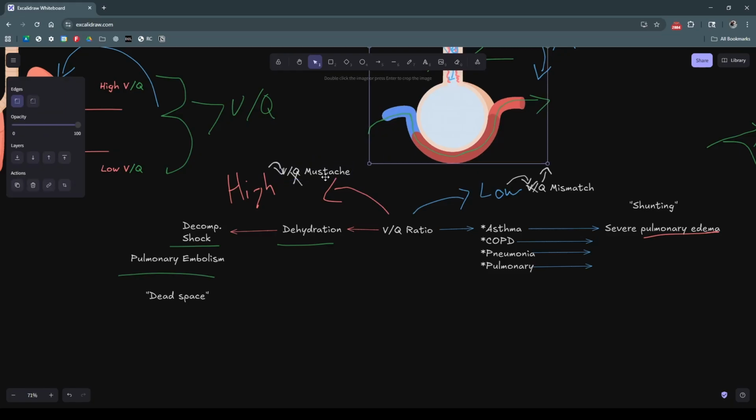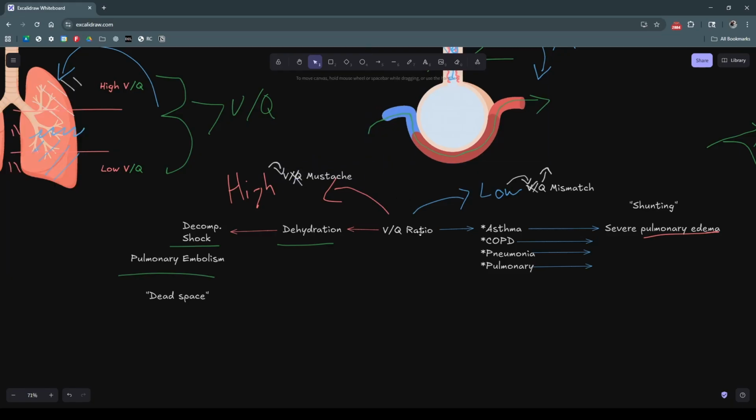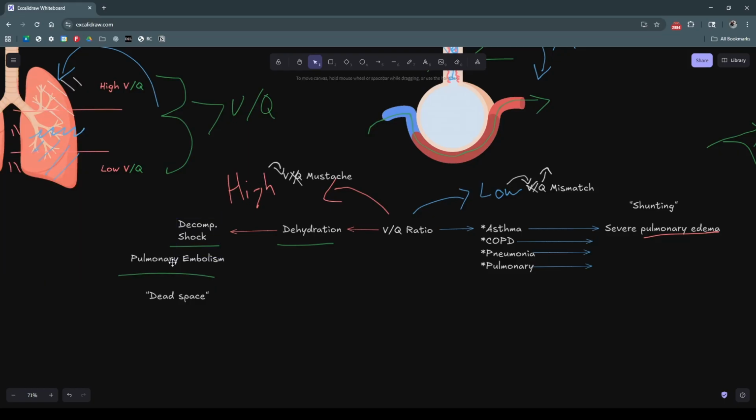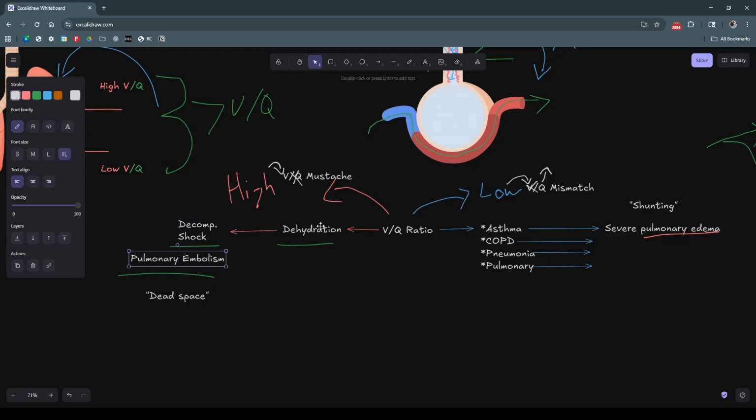And then on the other side, we've got a high ventilation, low perfusion mismatch here. And minor things like, though dehydration isn't explicitly a perfusion issue immediately, it can lead to hypovolemia. I'm just trying to express that that's a minor case of low perfusion. And then in its most extreme sense, we have decompensated shock, or perhaps pulmonary embolism, which is prohibiting all movement.